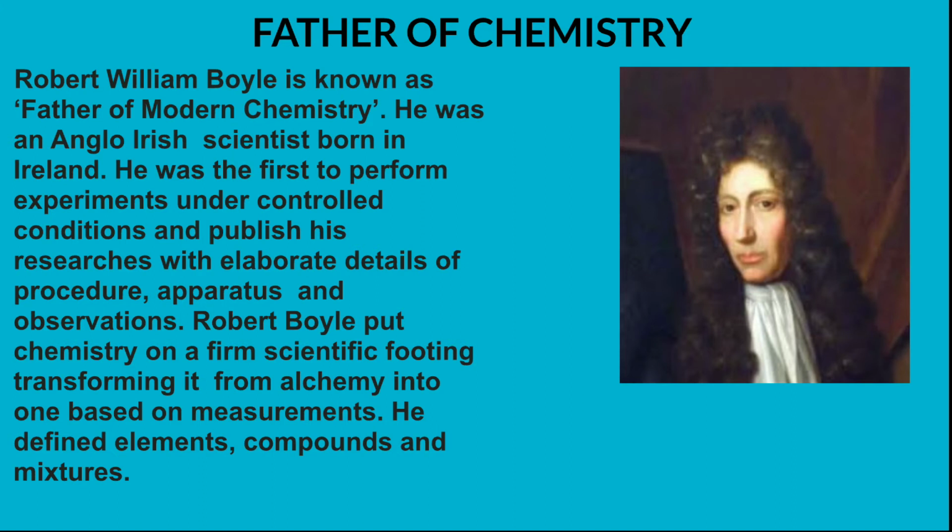The father of chemistry was Robert William Boyle, who is known as the father of modern chemistry. Okay, he was an Anglo-Irish scientist who was born in Ireland. He was the first to perform experiments under controlled conditions and published his researches with elaborate details of procedure and apparatus and observations. Okay, he put chemistry on a firm scientific footing, transforming it from alchemy into one based on measurements. He defined elements, compounds, and mixtures. So he converted alchemy to the actual chemistry based on measurements.